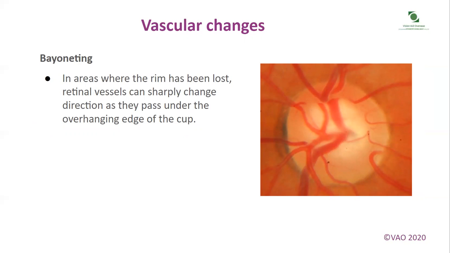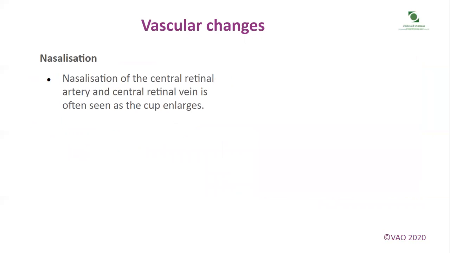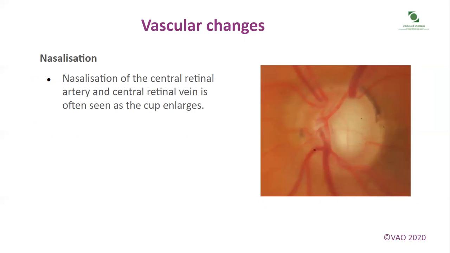Bayoneting. In areas where the rim has been lost, retinal vessels can sharply change direction as they pass under the overhanging edge of the cup. Nasalization. Nasalization of the central retinal artery and central retinal vein is often seen as the cup enlarges.